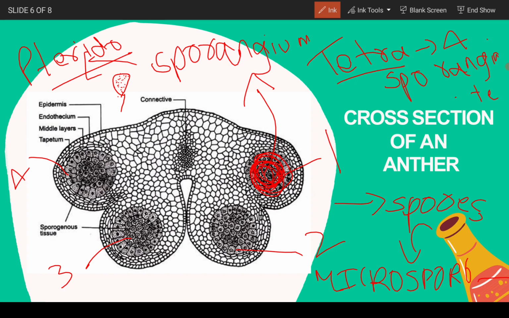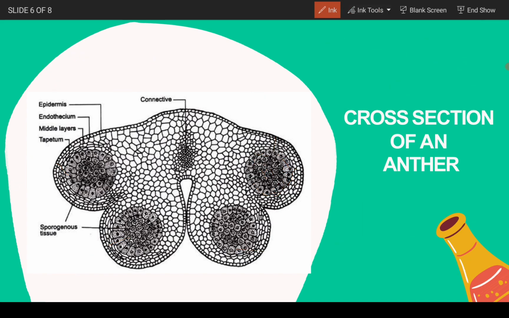Now we are clear about the two main terms about anther which we often come across: tetrasporangiate, and bilobed, dithecous. Clear on this? With me on this? You better be. Now I'll be going further up about what the layers present are and what their functions are. We'll just take a glance, since questions are asked about it frequently.